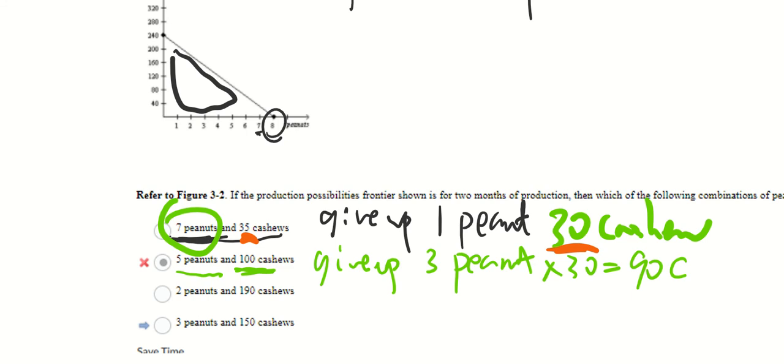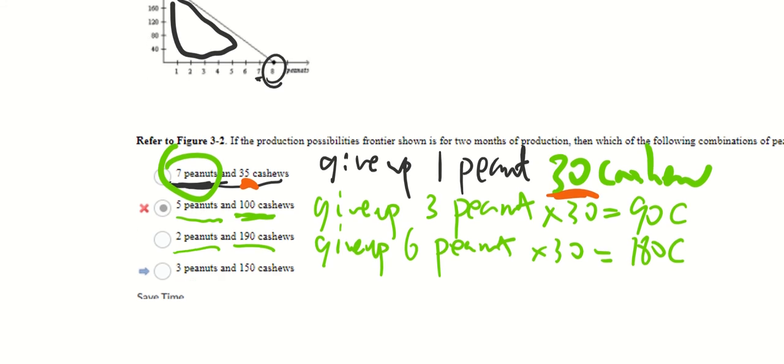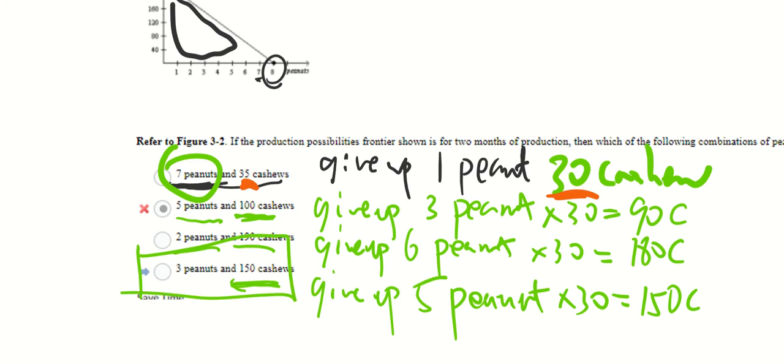So for the third one here, we're going to produce 2 peanuts. So we're going to give up 6 peanuts. Each one is 30 cashew, so that will be 180 cashew, and it's asking for 190. So again, this is impossible. And the last one here, for 3 peanuts, we're going to give up 5 peanuts, and each one is 30 cashew, and this will be 150 cashew, which is exactly what we're looking for, right? So only the last combination here is possible.